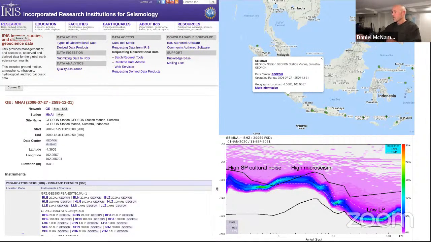Okay. And usually when you're near the ocean, the microseismic peak gets broader because you have many different frequency waves in the water that are coupling energy into the earth instead of just the standard microseism peaks that we're more used to seeing.